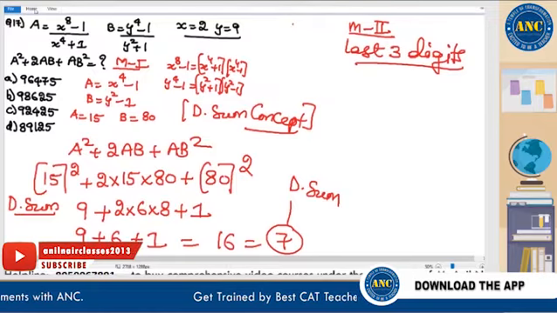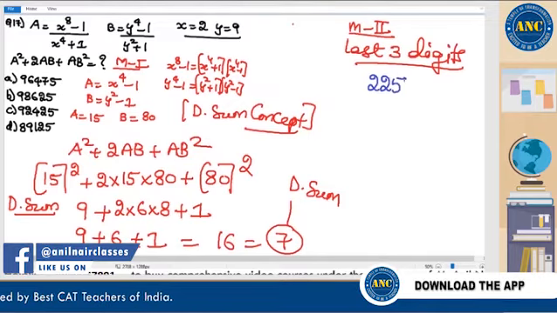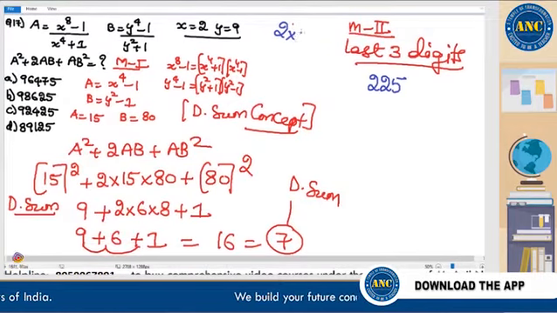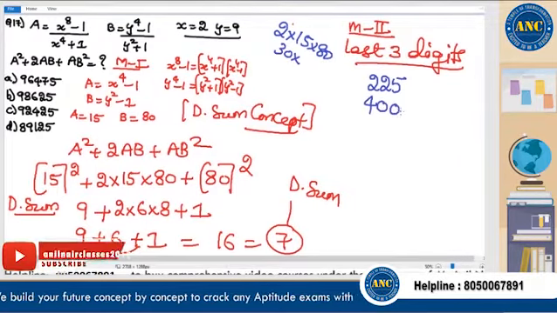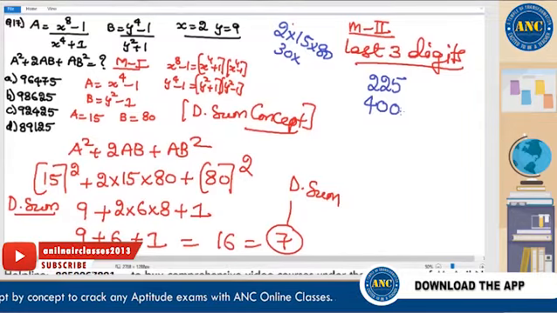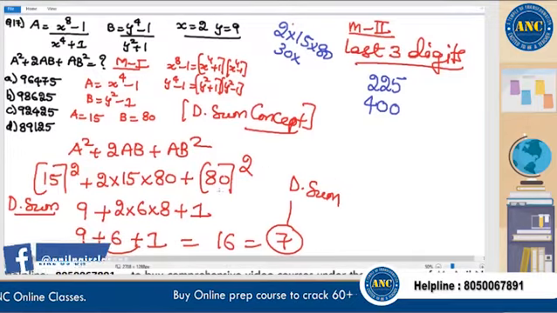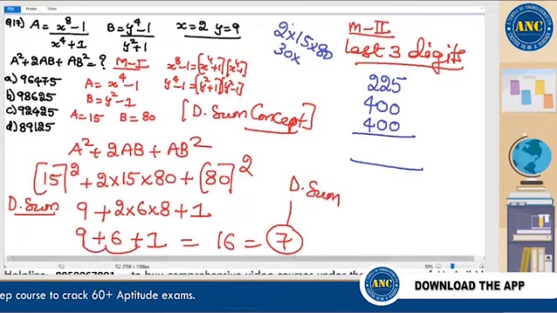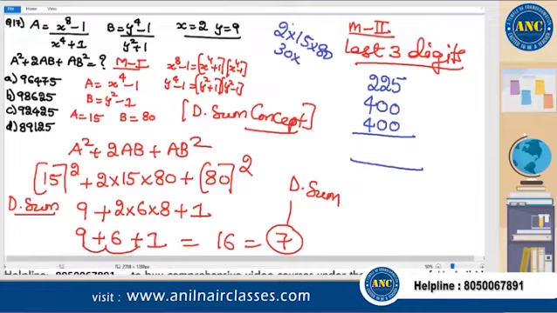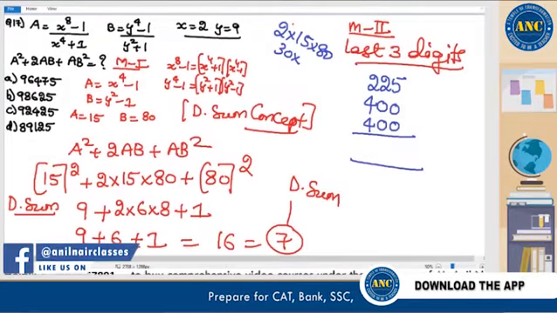If I take the last three digits, what are they? 15 square is 225. Then 2 into 15 into 80 is 30 into 80, 2400, so it is 400. I hope it is clear, sir? Next one, 80 square is 6400, so it is also 400. So check by using the last three digits. I hope it is clear, right? Any doubts? No, Ram Harish, where did we assume?